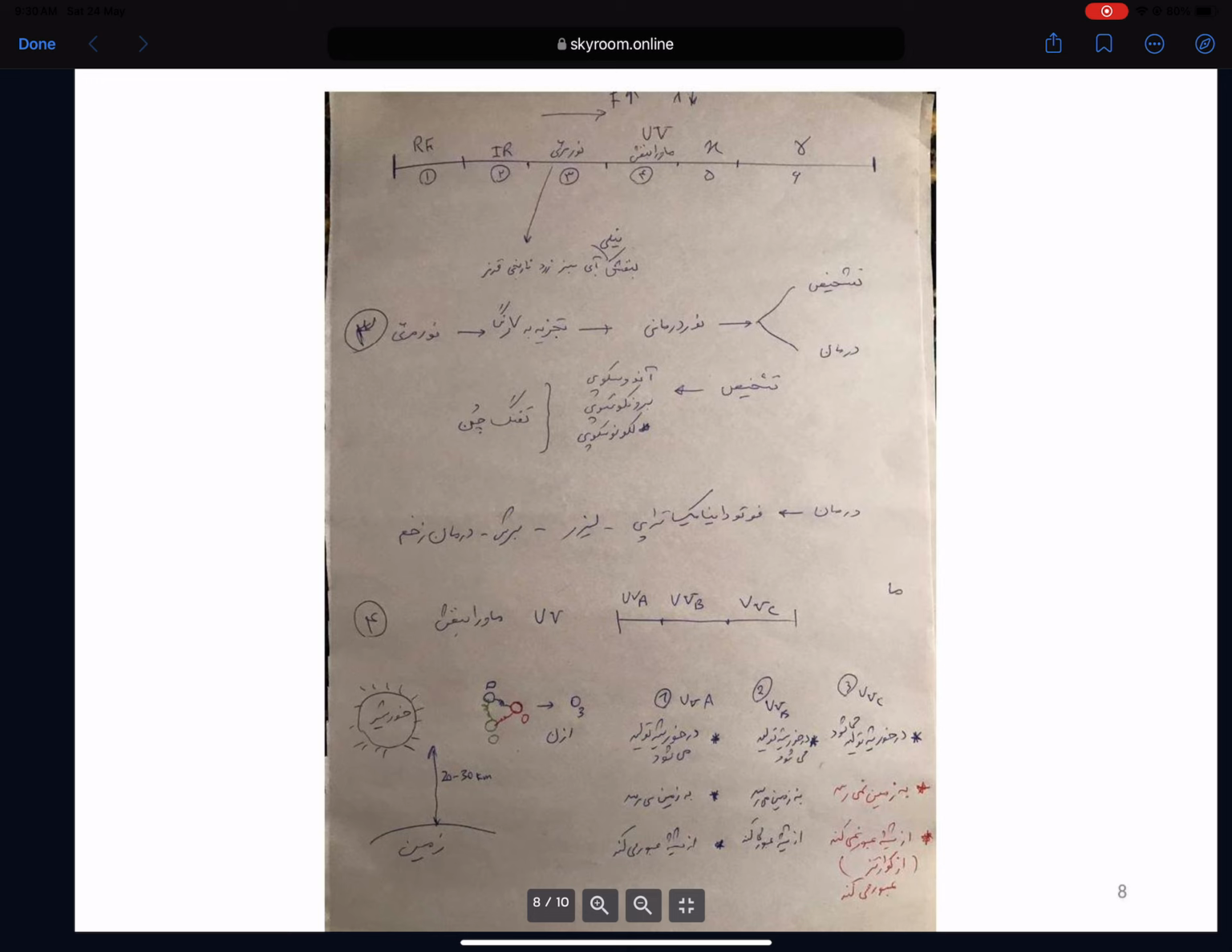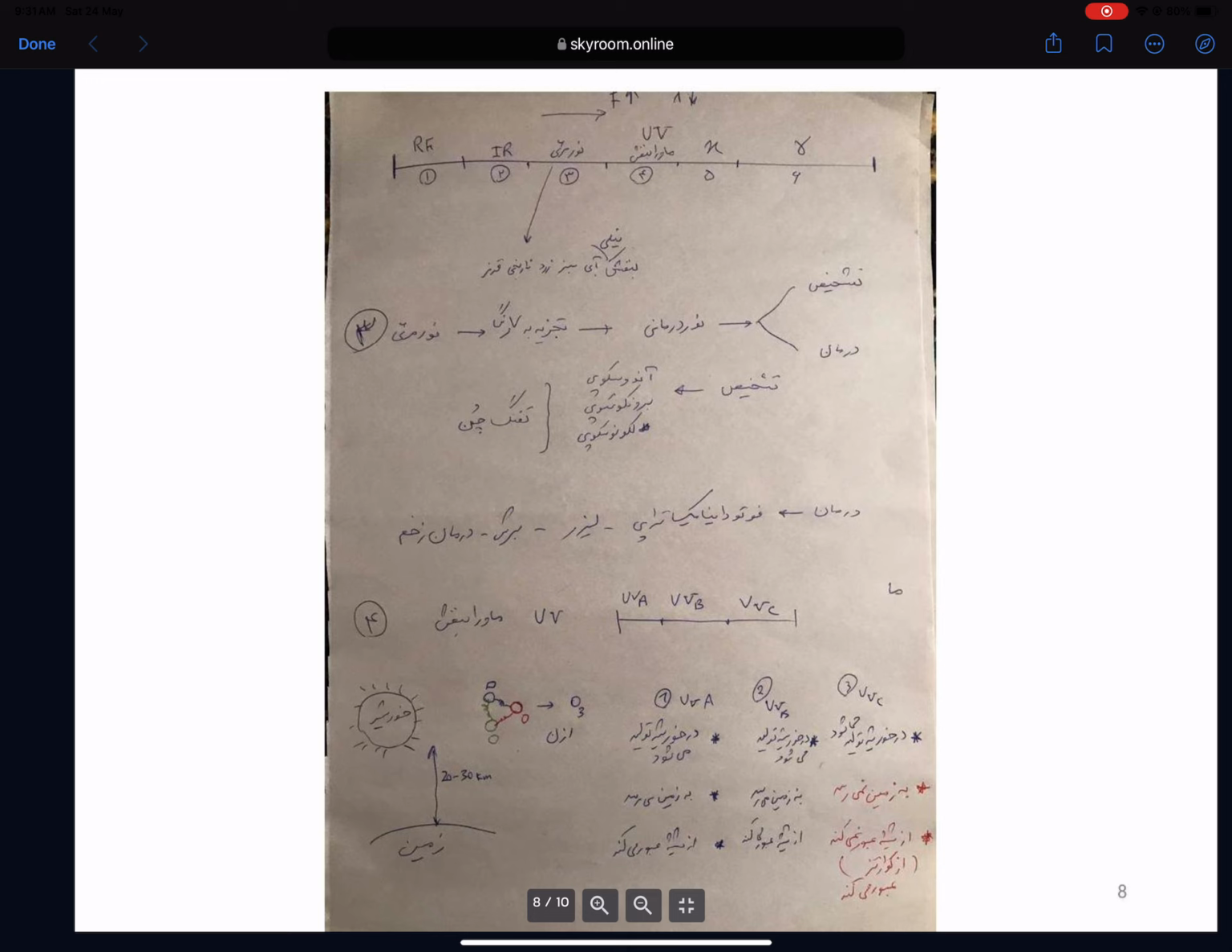The first sentence was that it is produced in the sun. The second was that it reaches the earth, and the third was that it can pass through the window. Now, what about UVB? UVB again has three sentences, the same as UVA. It means that it is produced by the sun, it can reach the earth, and it can pass through the glass window.